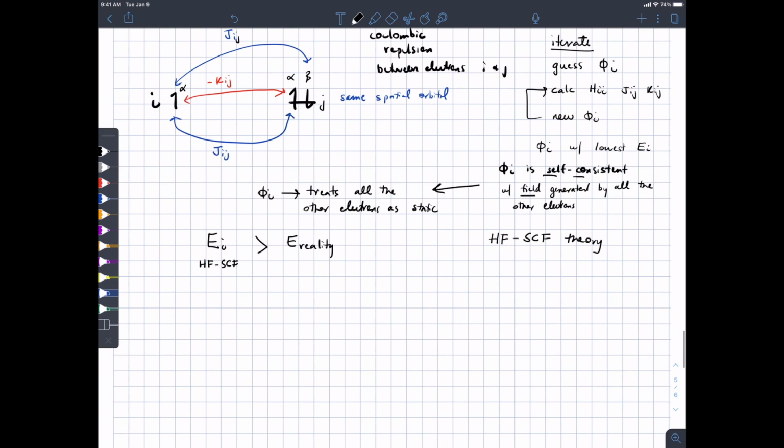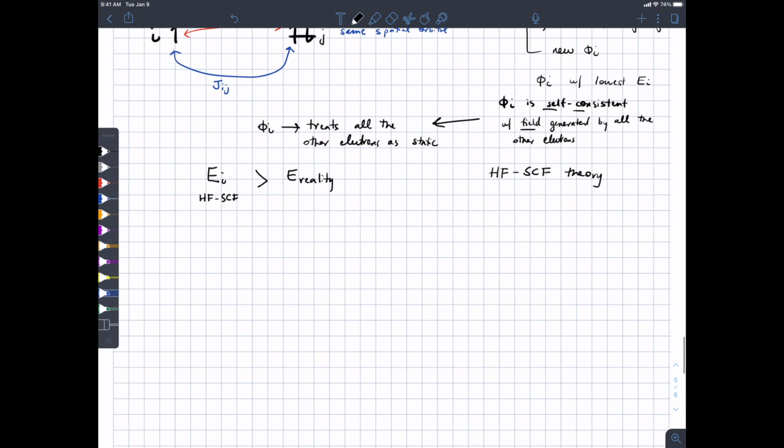And this gives us something called the variational principle, which tells us if we can minimize this energy, we'll have something that's as close as possible to reality. The difference between the energy of a wave function in reality and what we estimate from Hartree-Fock self-consistent field theory is called correlation energy.